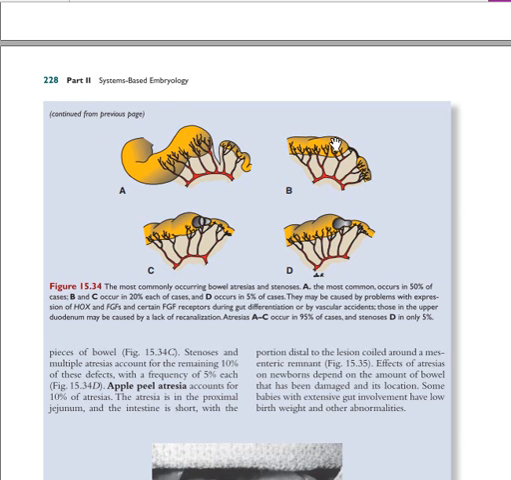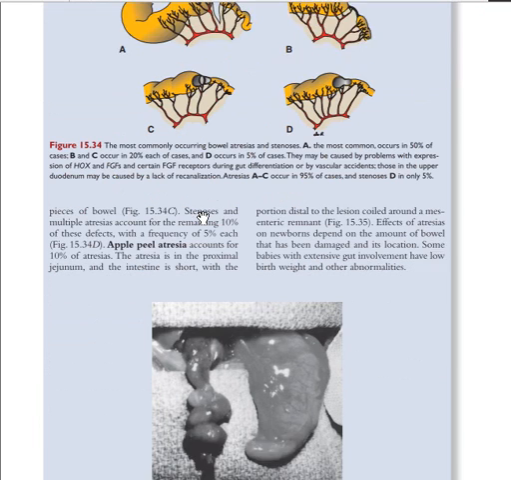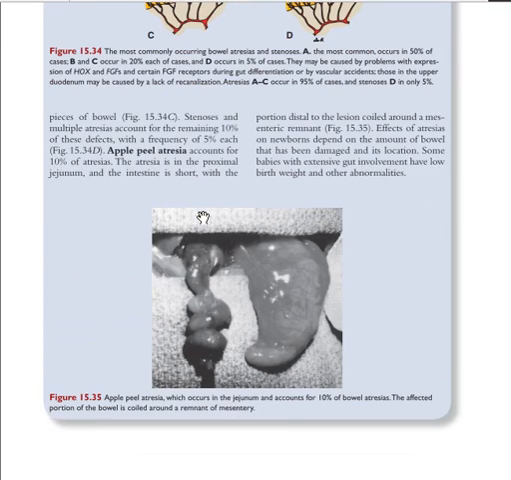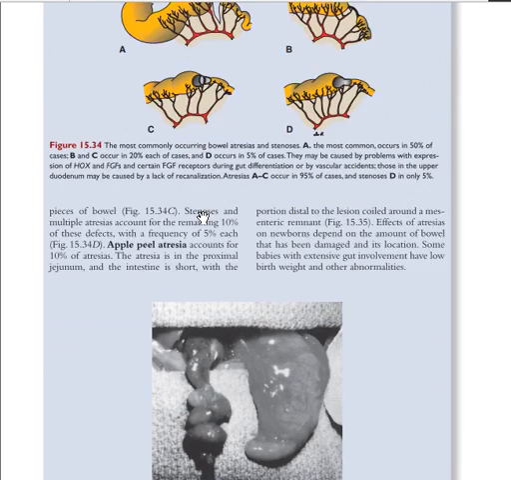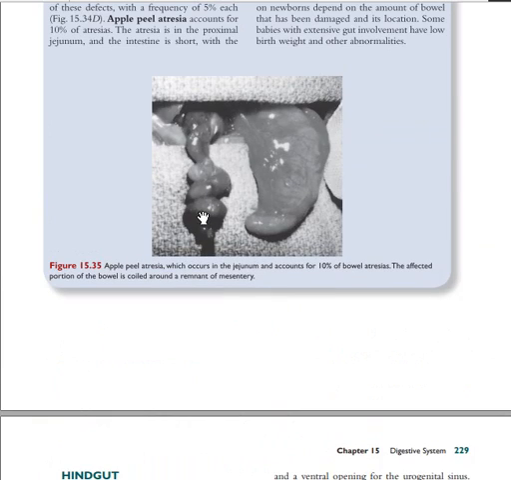The most common one occurs in 50% of cases. C occurs in 20% of cases, and D occurs in 5% of cases, where some can extrude and pass through into the peritoneum. So those are the different things. Upper jejunal atresia accounts for 10% of cases. This last diagram is the case of an atresia which occurs in the duodenum and accounts for 10% of bowel atresias. Is it clear?